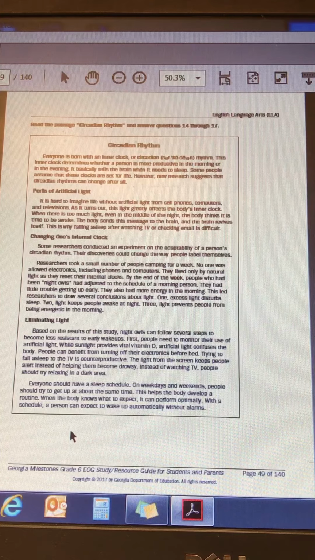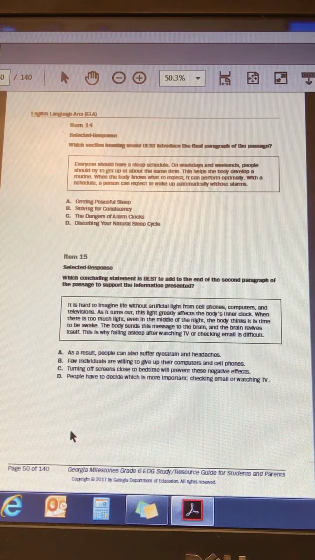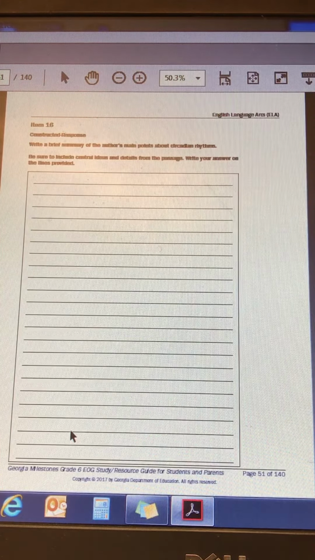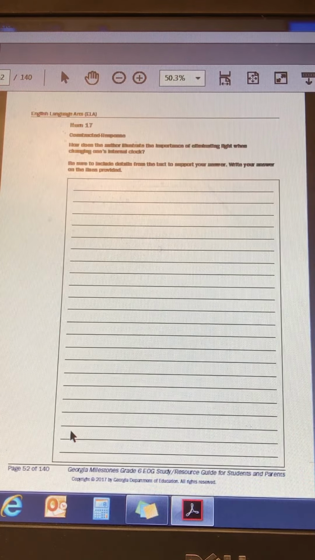You see the text that the children have to read, and then the questions for them to start to respond to. So 14 and 15 are selected response items. 16 is a constructed response, and it's asking for a brief summary about the author's main points based on the text. Same for number 17. And those answers begin on page 49, and then pages 59, 69, and 70 are where you can find the answers for those questions.